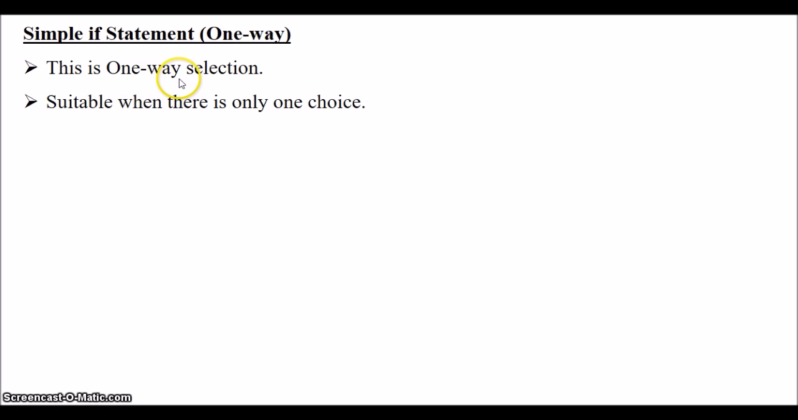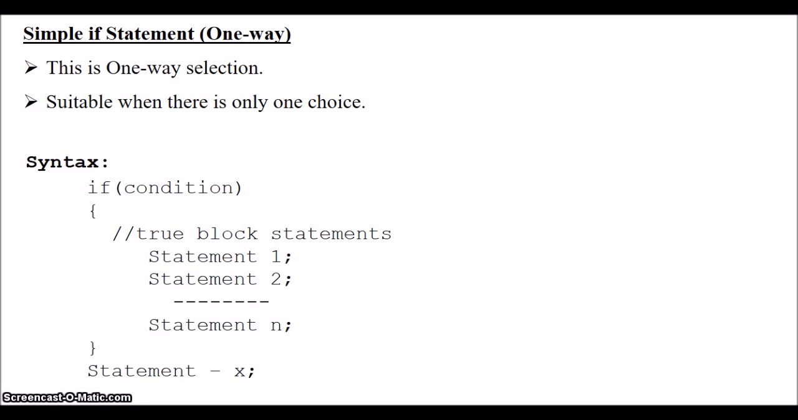This is one-way selection and it is suitable when there is only one choice. Let's check the syntax. The syntax is: if condition, true block statements, statement 1 to statement n, then statement x. What happens here is the condition will be checked. This condition will return either true or false. If the condition is true, then the statements within this true block will be executed.